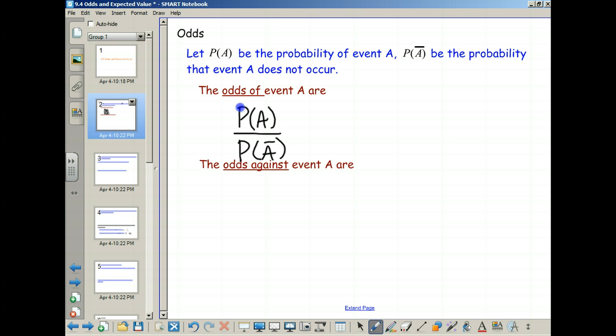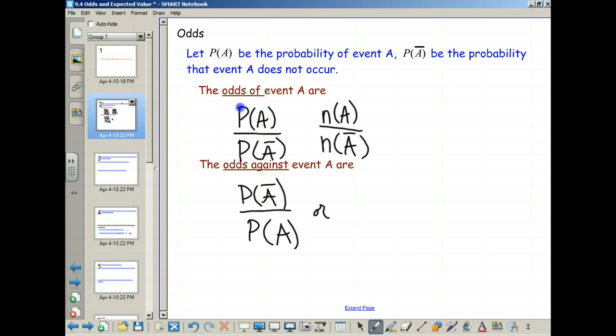And it's equally true that you could also think of that as the number of ways that the event occurs divided by the number of ways that it does not, depending on the information you're given and the perspective you take. You probably will do it without even realizing which one you're using at which time. Now the odds against the event A occurring is just taking the fraction and flipping it upside down. So this is the probability that it doesn't happen divided by the probability that it does, or the number of ways that it could not happen versus the number of ways that it does.